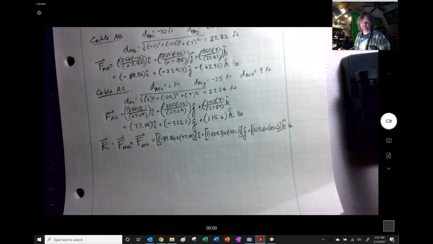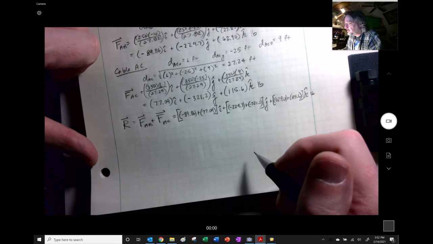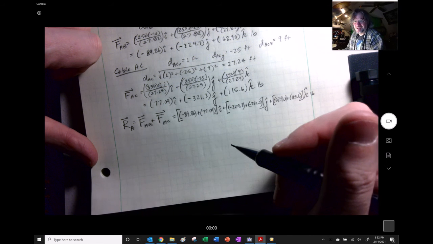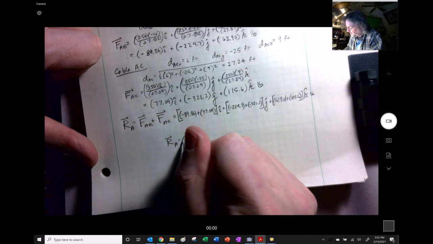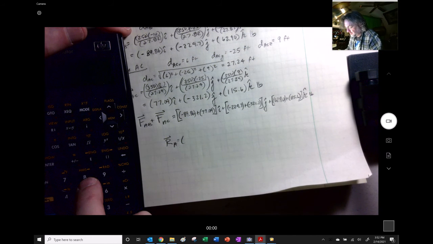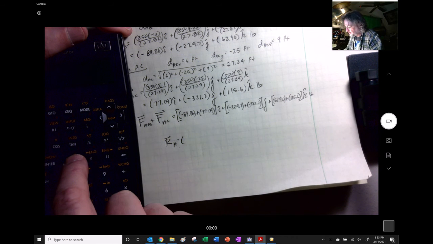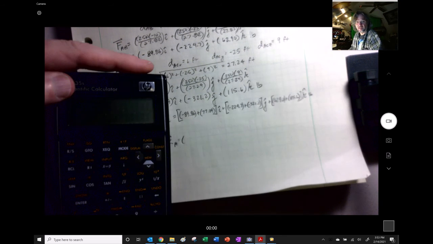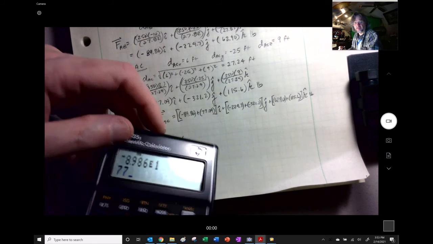and those are pounds, right? The whole thing. So our resultant, that's going to be our answer right here. And we might say this is the resultant at A. Resultant at A is going to be, let's see, 89.86. It's negative, right? And 77. So you can't see my wonderful calculator screen, can you? Okay.